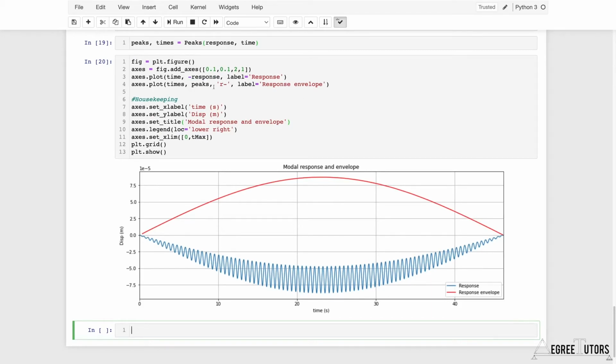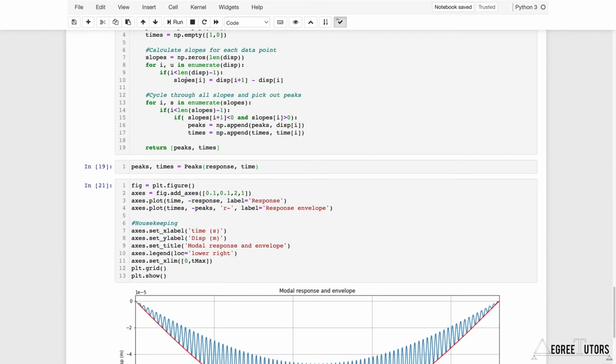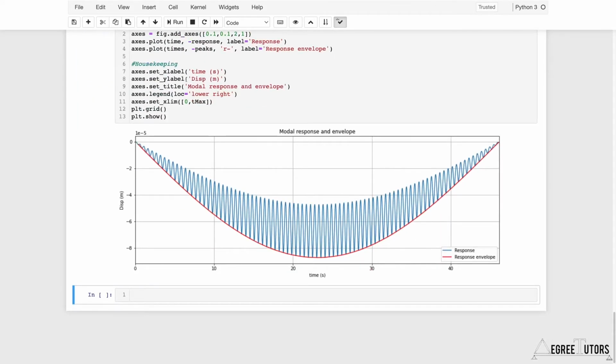Okay, nearly. I forgot one thing. I forgot to make that a negative of the peaks. Okay, there you have it. So that's what we wanted to achieve. So is it essential? Is it needed in this particular case? No, not really, because it's pretty easy.